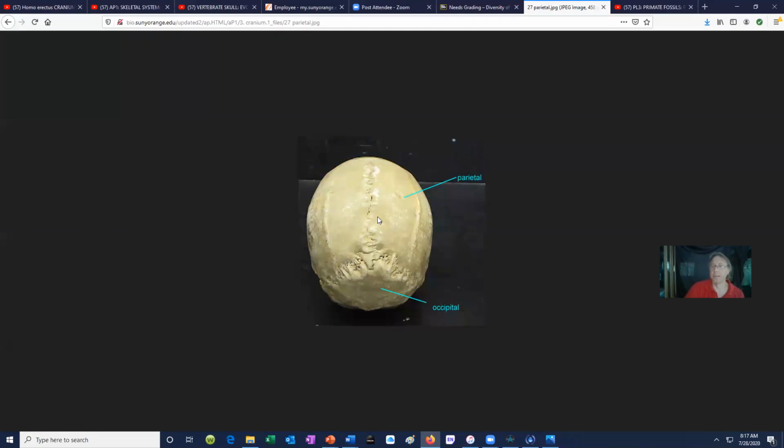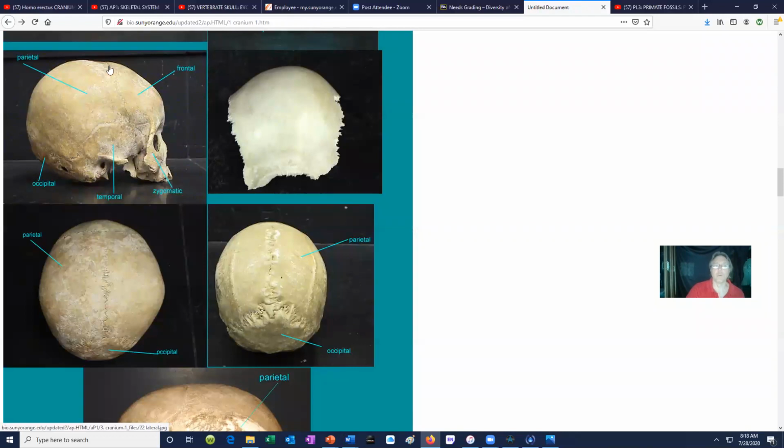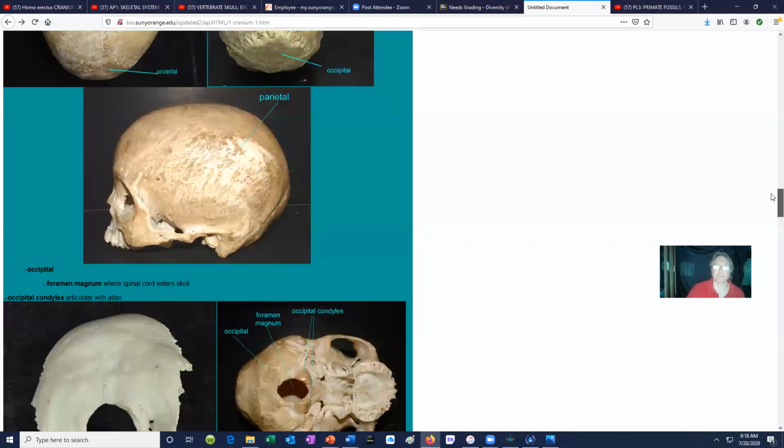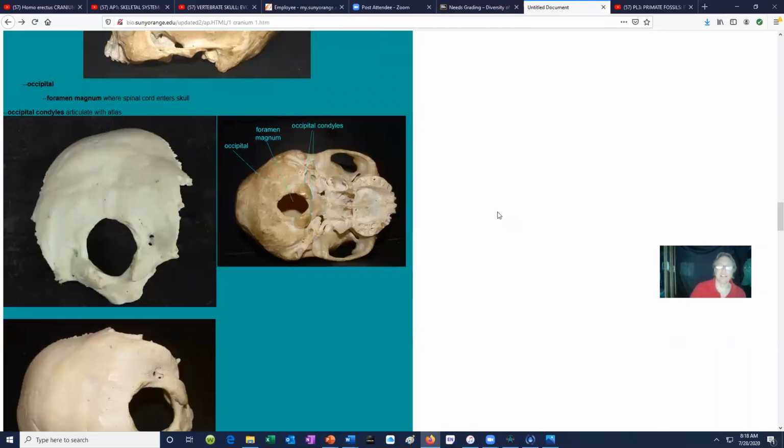So you could call this the sagittal suture, being along the mid-sagittal plane that separates the two parietal bones, or the lambdoid suture, which separates the parietal bones from the occipital bone, or the coronal suture, which separates the parietal bones from the frontal bone, or the squamous suture, which separates the parietal bone from the squamous portion of the temporal bone.